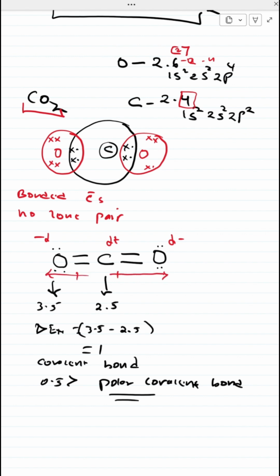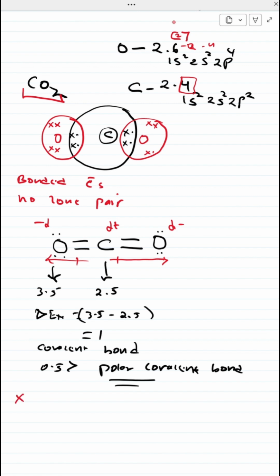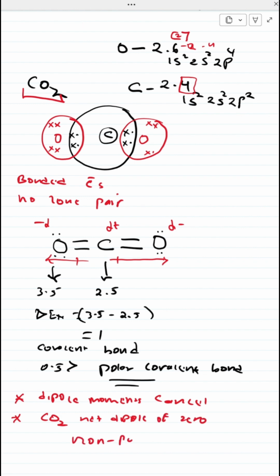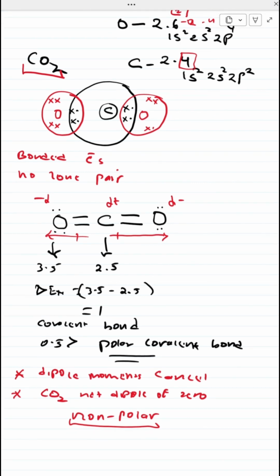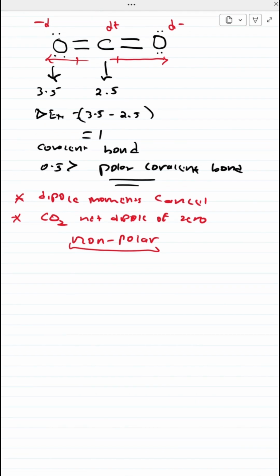So if we draw the dipole moments, they cancel because they are moving in opposite directions. Therefore, we say the dipole moments cancel out. For this reason, CO2 has a net dipole moment of 0. Therefore, it is a non-polar molecule. However much it is having a polar covalent bond, the molecule is non-polar.